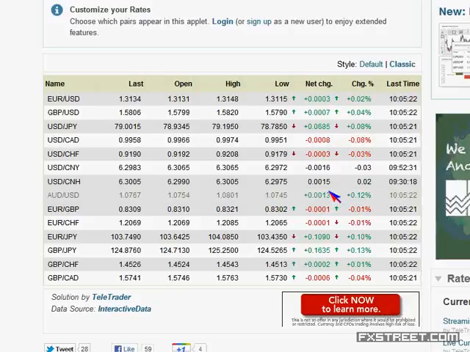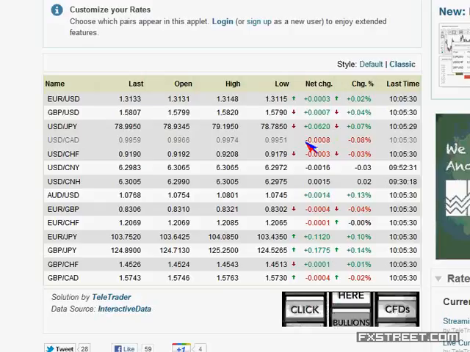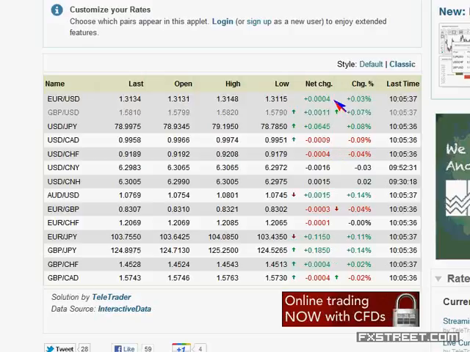So when Canadian dollar is showing negative net change and Australian dollar is showing positive net change, we understand that they are doing the USD weakening move with regard to the commodity pairs. But with regard to the majors, they are making mixed moves.